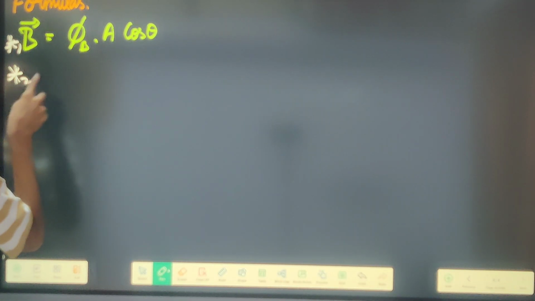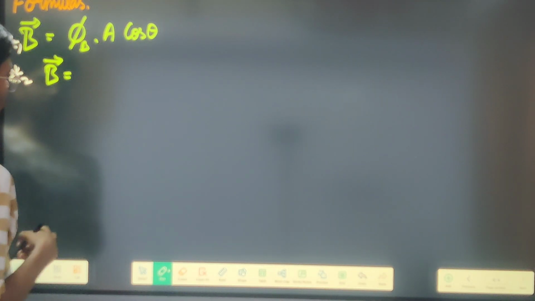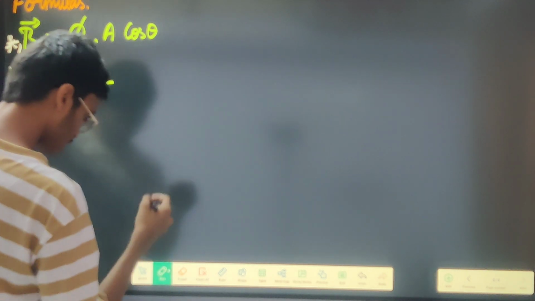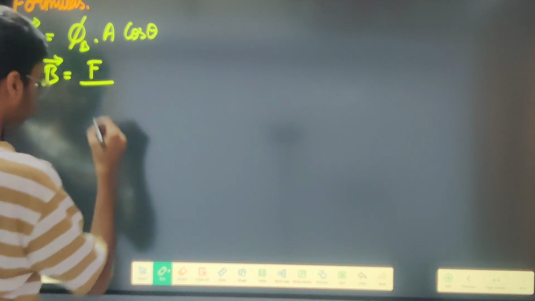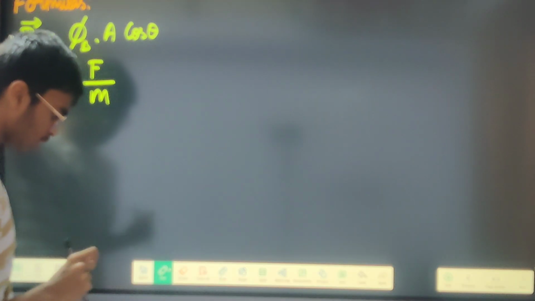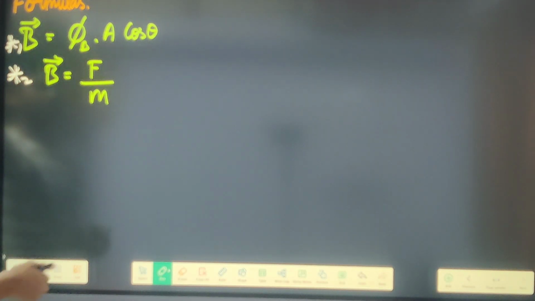Then what is the second formula? We can say that magnetic field is equal to force divided by small m. Force divided by small m. What is the small m? Small m is the pole strength. So magnetic field is equal to force per small m. What is small m?